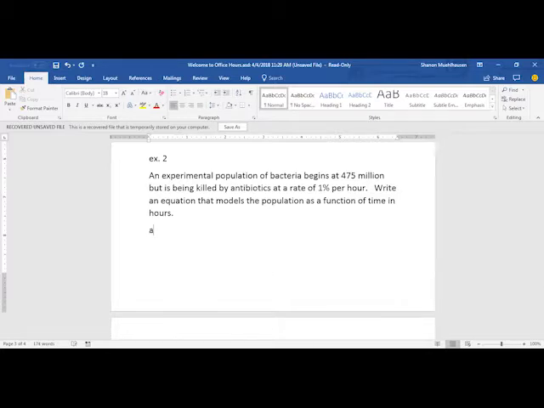Our initial value is 475 million. Our b, remember, the growth factor begins at 100%. In this case, we are losing 1% per hour, giving us a growth factor of 99%, or written as a decimal, 0.99. Our function then would be 475 times that 0.99 to the x power.